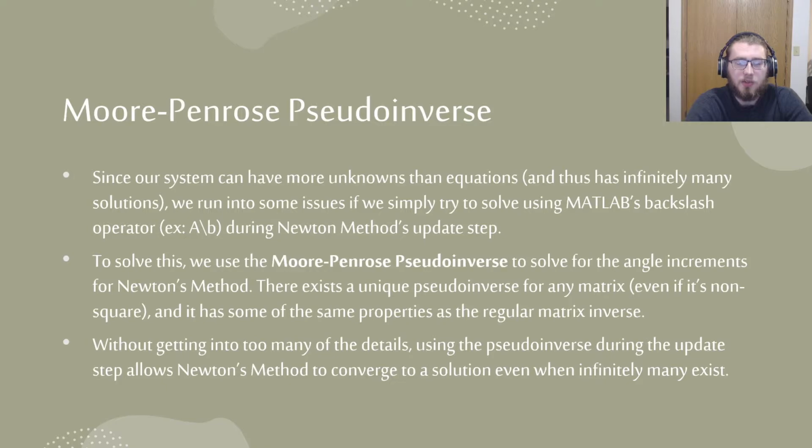We run into some issues when trying to use MATLAB's backslash operator during the Newton's method update step, but this is solved by using the Moore-Penrose pseudo-inverse to solve for the angle increment during the update step instead. So without getting into too much detail about what the pseudo-inverse is, just know that for any matrix there exists a pseudo-inverse of that matrix that is unique, and it has many of the same properties as the regular inverse, but not quite all of them, but it also has some more properties that are also useful.